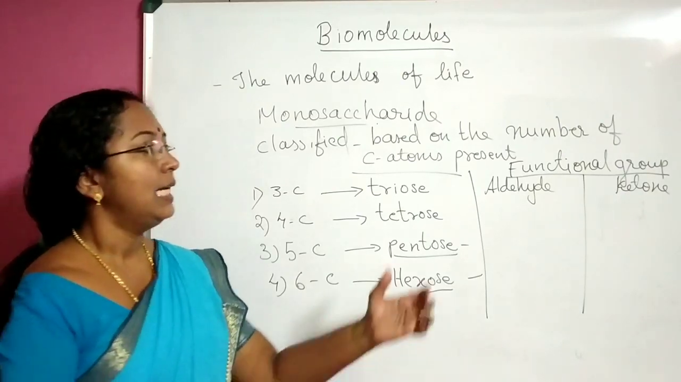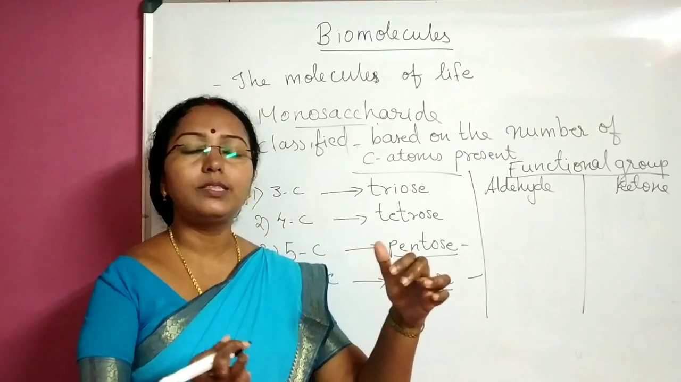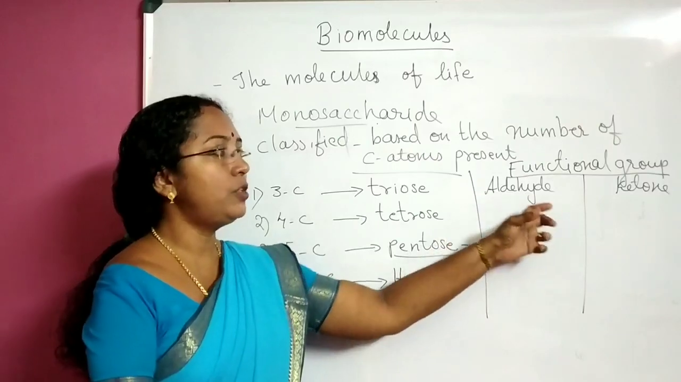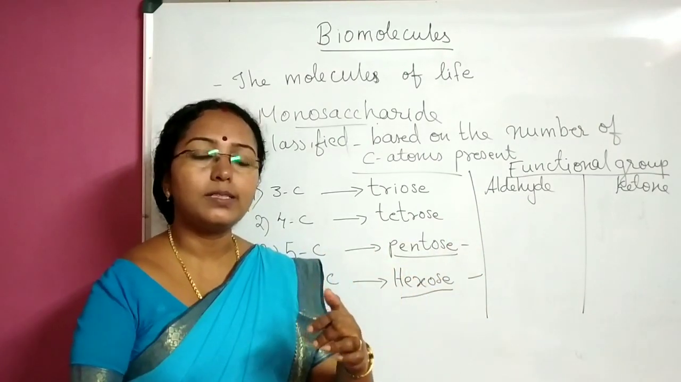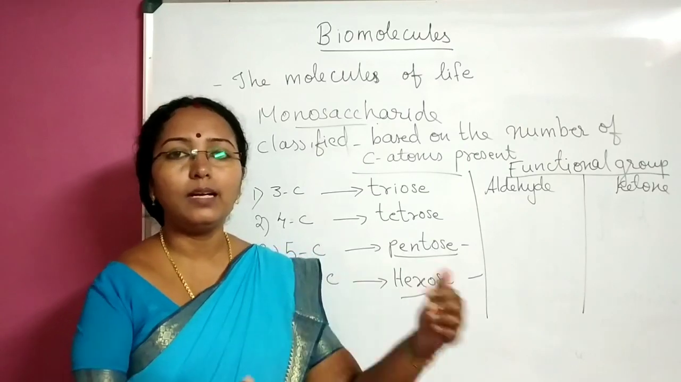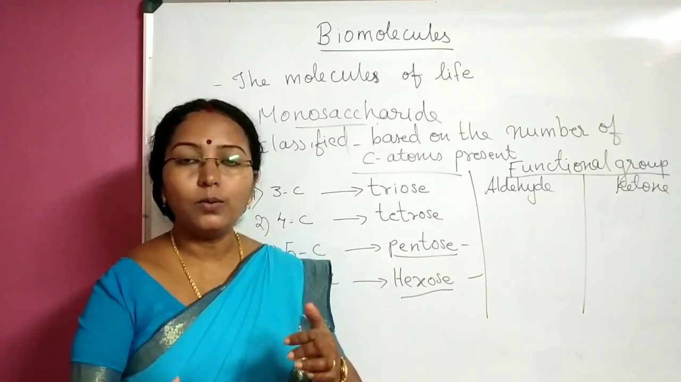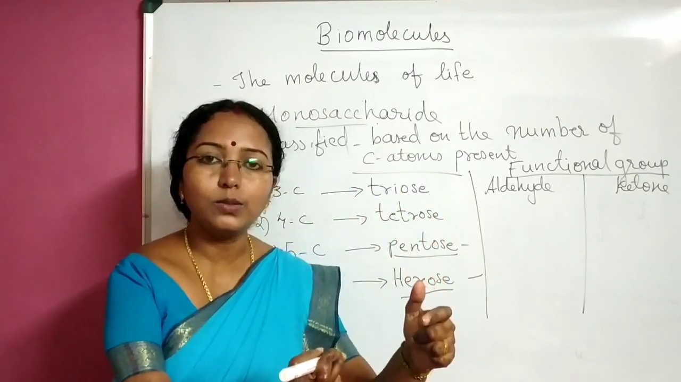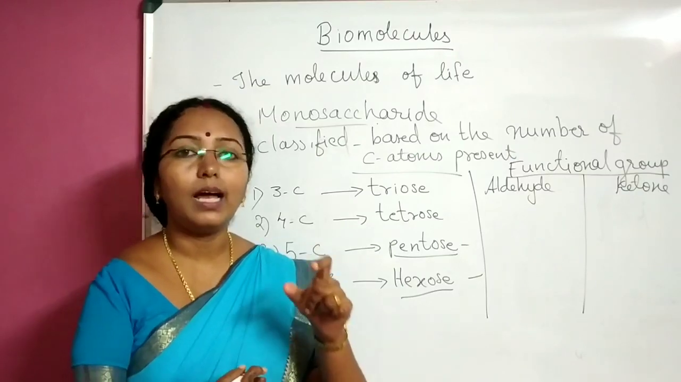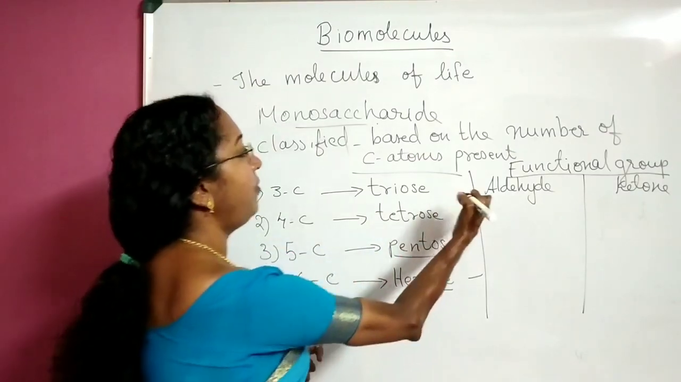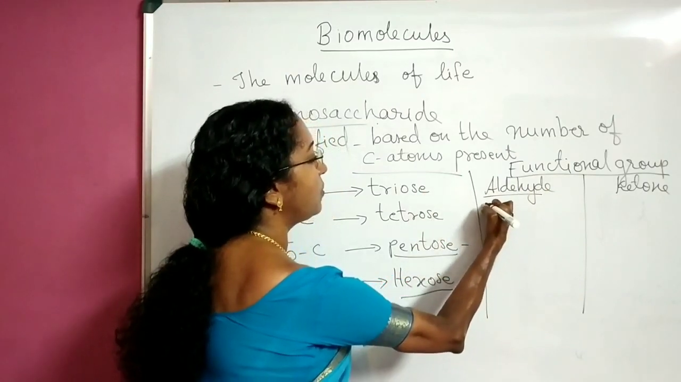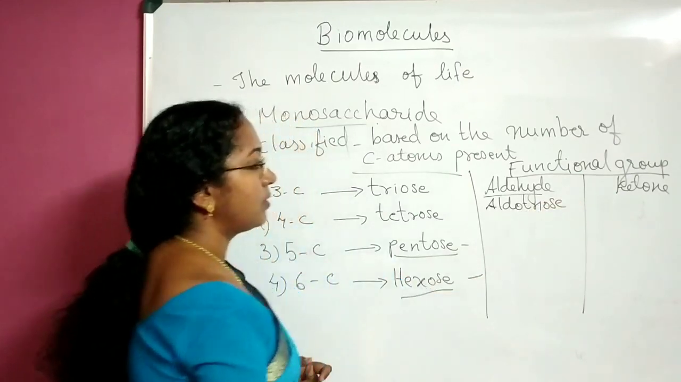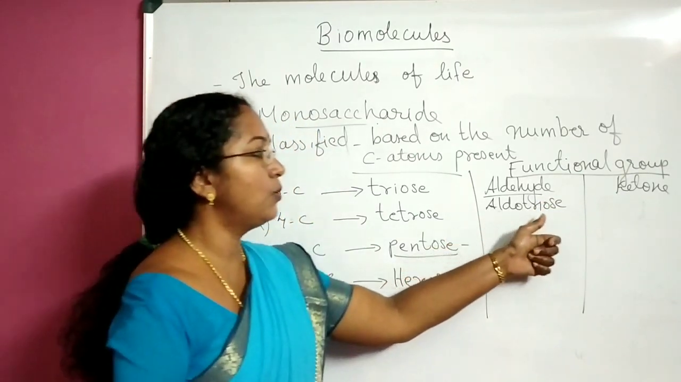Okay, it's very simple. If an aldehyde is present, you call the sugar an aldose. I told you it's ending with O's. If a ketone is present, you call that sugar molecule a ketose. Simple. Aldose and ketose. So now, if a sugar is having 3 carbons and also it is an aldose, what will you call it? Aldotriose. So it is having an aldehyde and it is 3 carbon. So you call it aldotriose. From the word itself you can understand, triose, it is ending with O's.